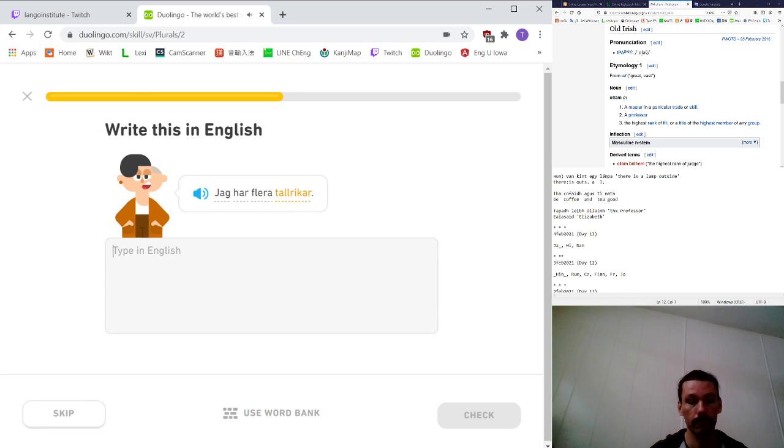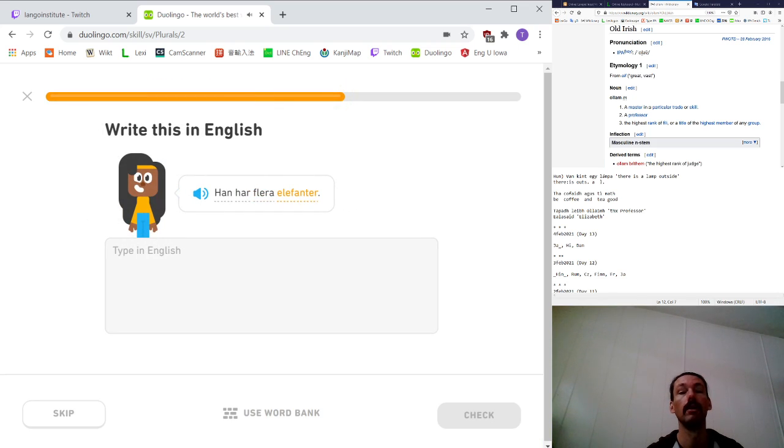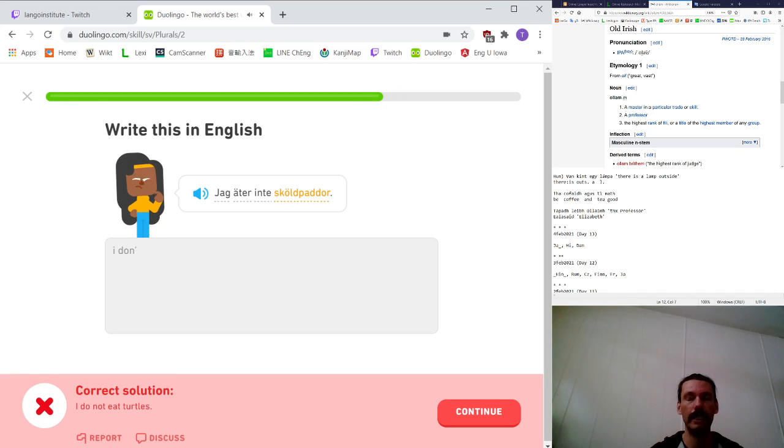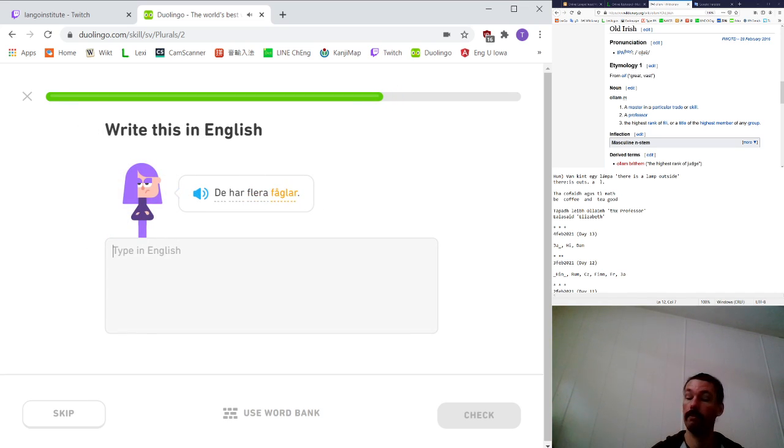Jag har flera tallrikar. Several plates. Han har flera elefanter. Several elephants. Jag äter inte sköldpaddor. I don't eat turtles. De har flera fåglar. Watch that inner key. They have several birds.